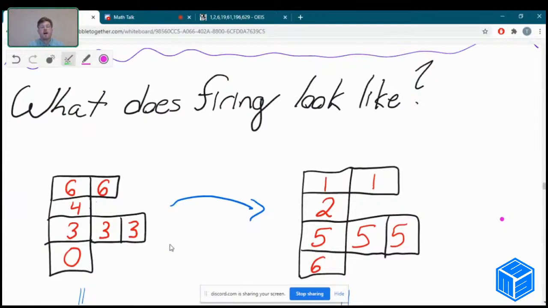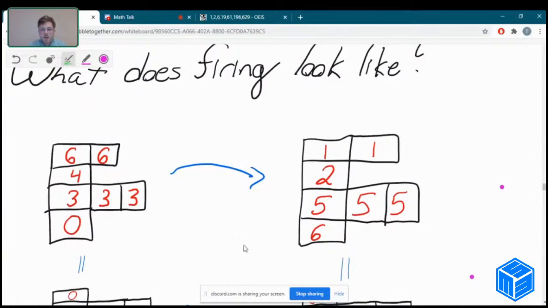If that thing were to fire, well, the 6s both have 5 poorer neighbors, so they're going to go down to 1s. The 4 has 2 richer neighbors, so it goes up to 6, but then 4 poorer neighbors, so it goes down to 2. The 3s have 3 richer, 1 poorer, so they go up to 5, and the 0 has 6 richer, so it goes up to 6. So I've created this: 1, 1, 2, 5, 5, 5, 6.